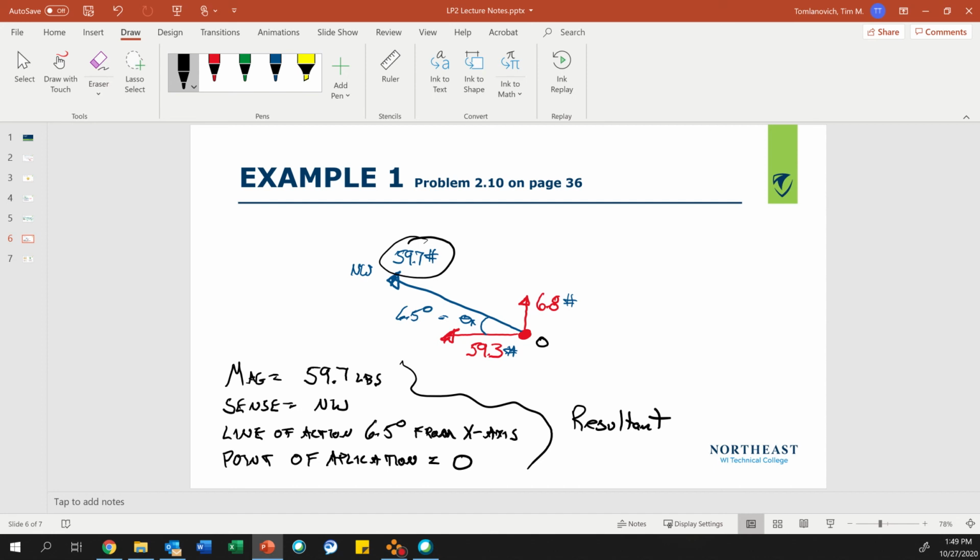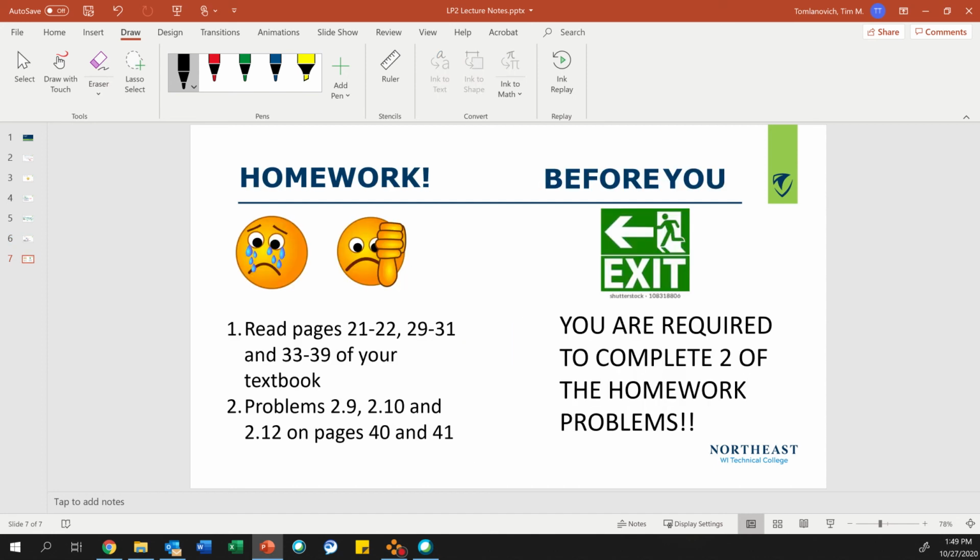So hopefully that makes sense. So with that, here is your homework. Read pages 21 to 22. This is a review. 21 to 30, 29 to 31, 33 to 39, and do problems 2.9, 2.10, and 2.12 on pages 40 to 41. Now, if you need more practice, please let me know. I can give you some more problems from a different textbook to get used to this. So this is the end of this lesson. So thank you so much for your attention.